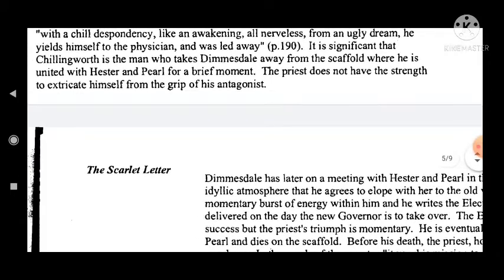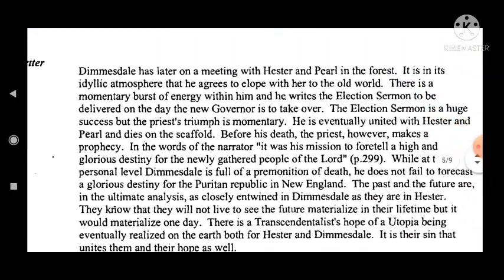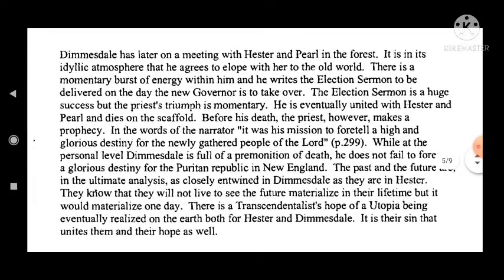For a brief moment, the priest does not have the strength to extricate himself from the grip of his antagonist. Dimmesdale has later on a meeting with Hester and Pearl in the forest. It is in its idyllic atmosphere that he agrees to elope with her to the old world. There is a momentary burst of energy within him, and he writes the election sermon to be delivered on the day the new governor is to take over.